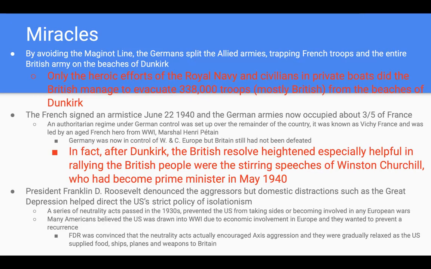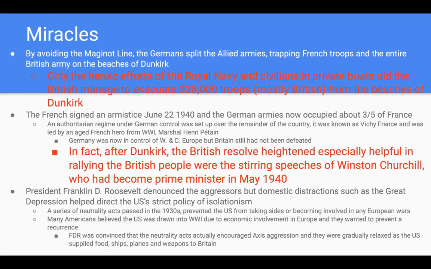And so now the Germans occupied 3/5 of France. An authoritarian regime under German control was set up in the remainder of the country. It was known as Vichy France. It was led by an aged French hero from World War I, Marshal Henri Pétain. And he was like their puppet. Put a French guy in charge, but don't let them do French things.